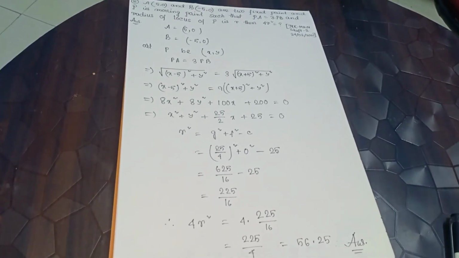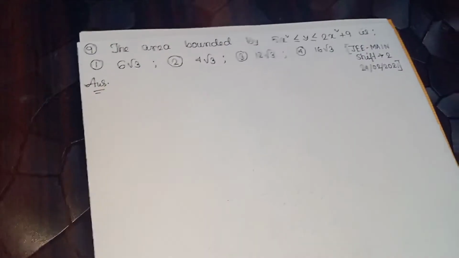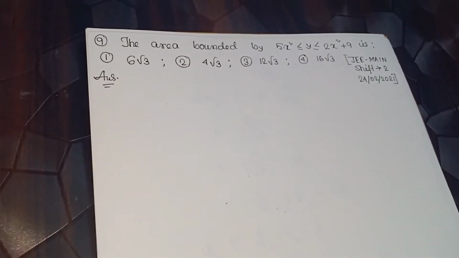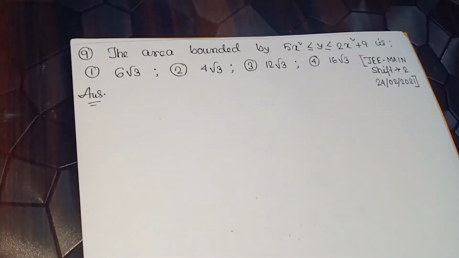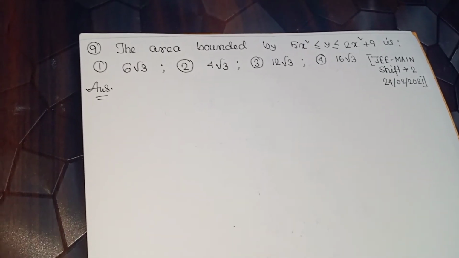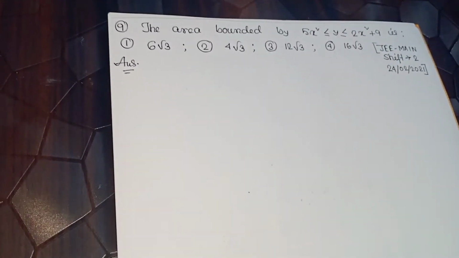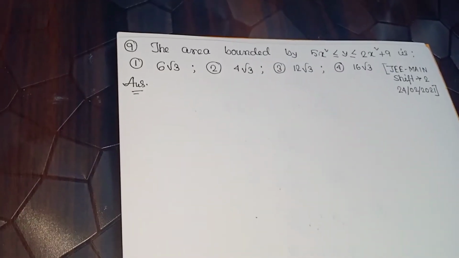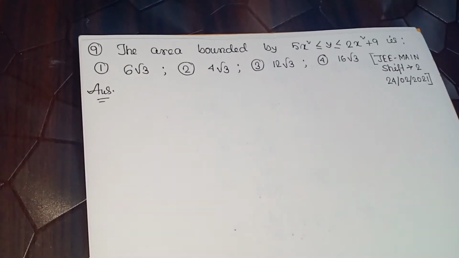Now moving to question 9. So question 9 is: the area bounded by the curve is given here. The equation is given here, that is minus 5x square less than or equal to y less than or equal to 2x square plus 9, and 4 options are given. This is a question in the house of area bounded by the curve, and it's a memory based question, and it is also a JEE Main Shift 2, 24th of February 2021 question.